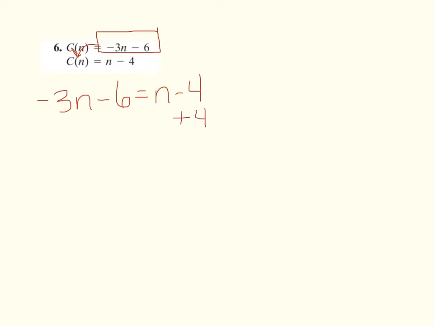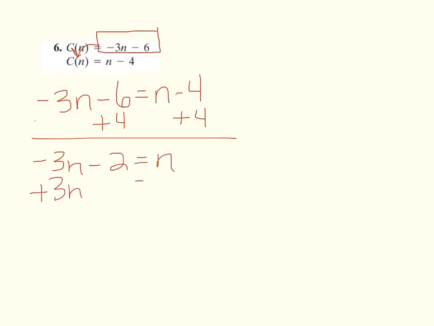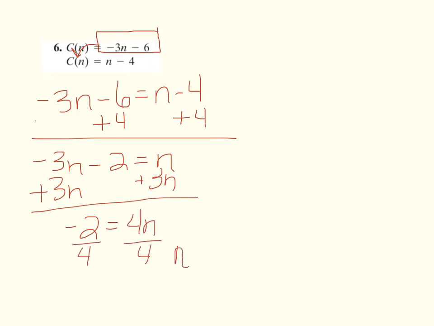Add 4 to both sides. So negative 3n minus 2 equals n. Add 3n to both sides. Negative 2 equals 4n, divide both sides by 4. So n equals negative 1/2.